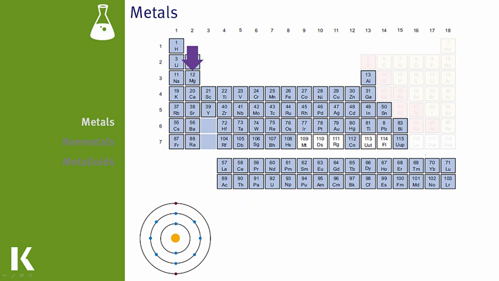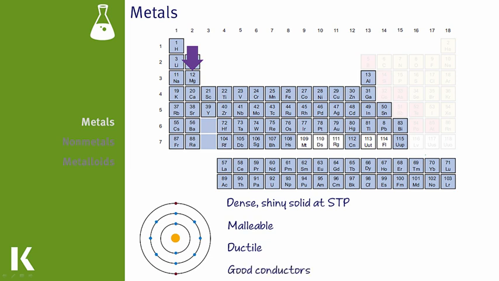All of these loosely held electrons are also responsible for a number of physical properties that are characteristic of metals. For instance, with the exception of mercury, they're all dense, shiny solids at standard temperature and pressure. They're also malleable and easy to shape. They're ductile and easy to pull into wires. And finally, they make excellent conductors of both heat and electricity.